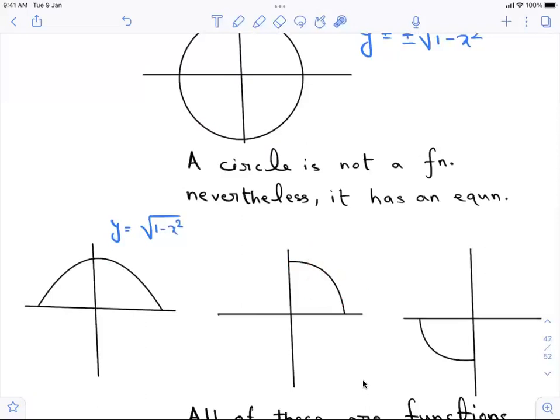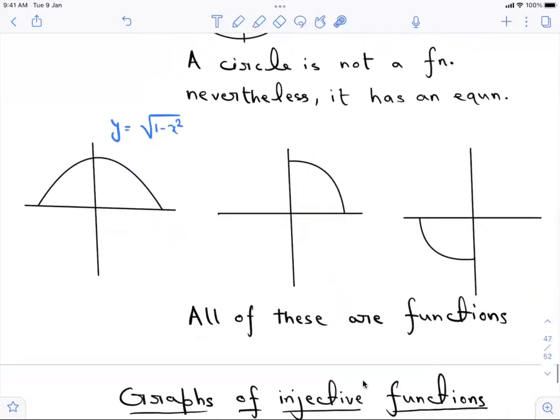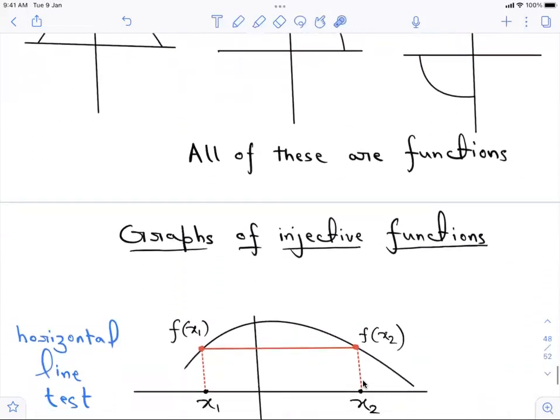And equations can be similarly given. So this equation, for example, is going to work here as well, except the domain has changed. So from -1 to 1, we have from 0 to 1. Similarly here, you have to change the sign and domain. So all of these are functions.